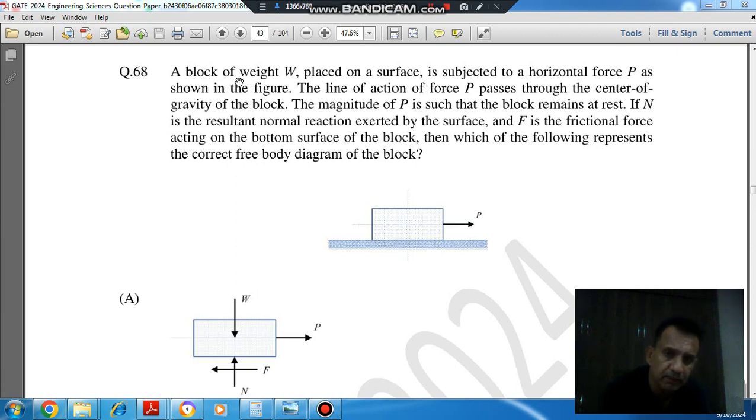Question number 68 is: a block of weight W placed on a surface is subjected to a horizontal force P, as shown in the figure. The line of action of force P passes through the center of gravity of the block. The magnitude of P is such that the block remains at rest. If N is the resultant normal reaction exerted by the surface and F is the frictional force acting on the bottom surface of the block, then which of the following represents the correct free body diagram of the block?